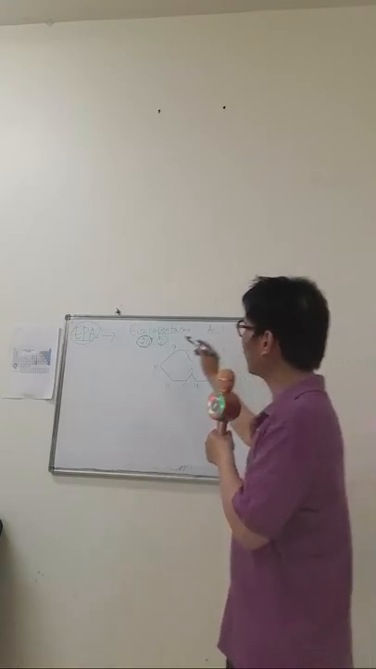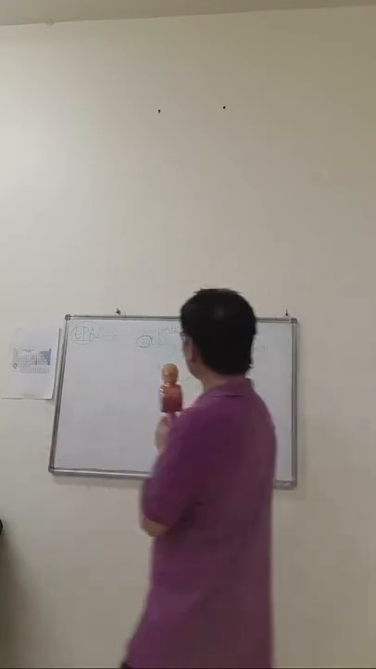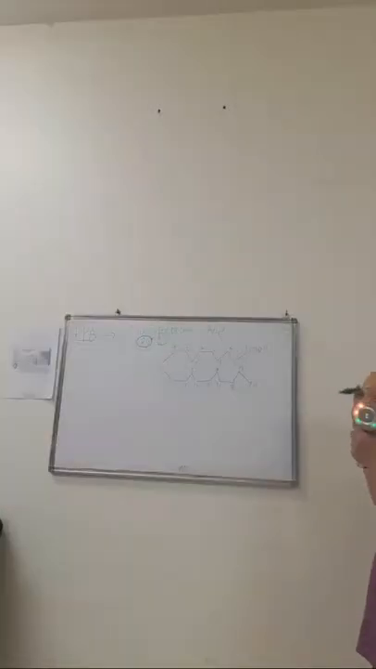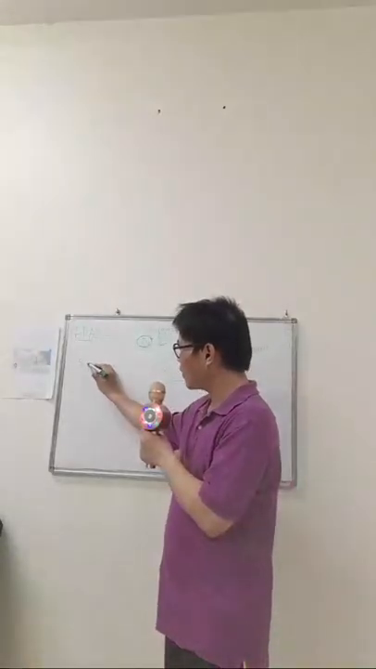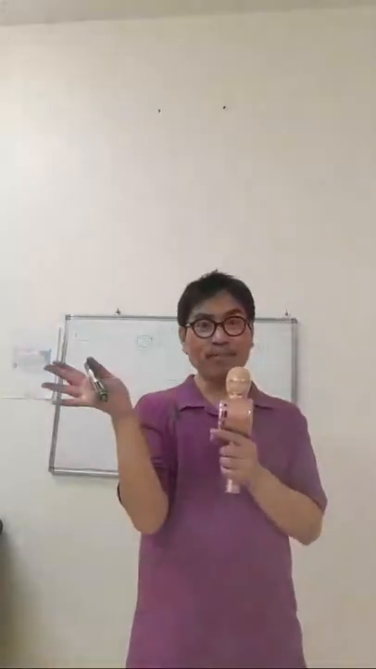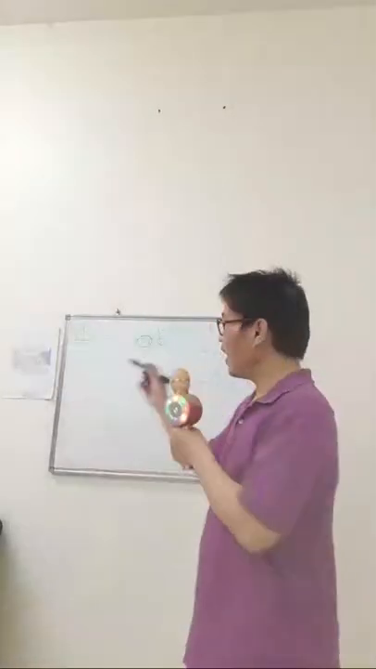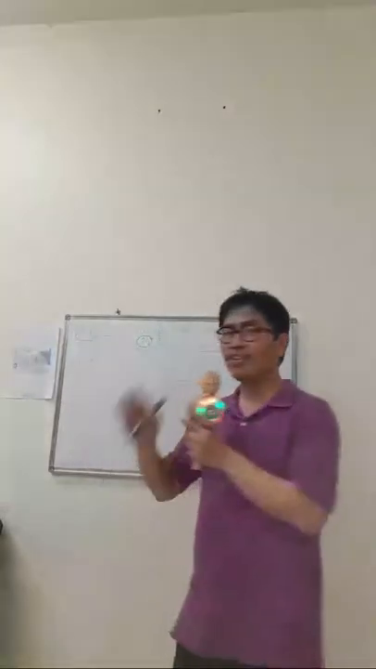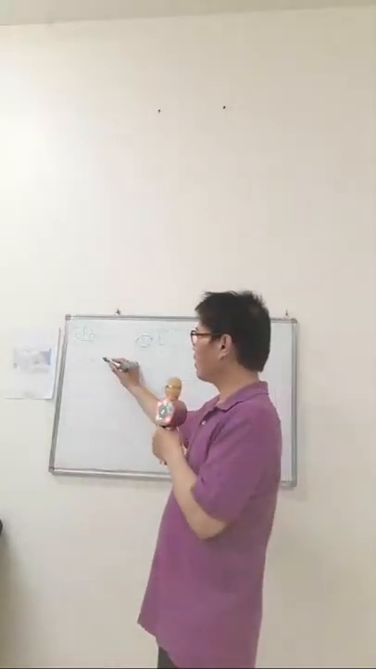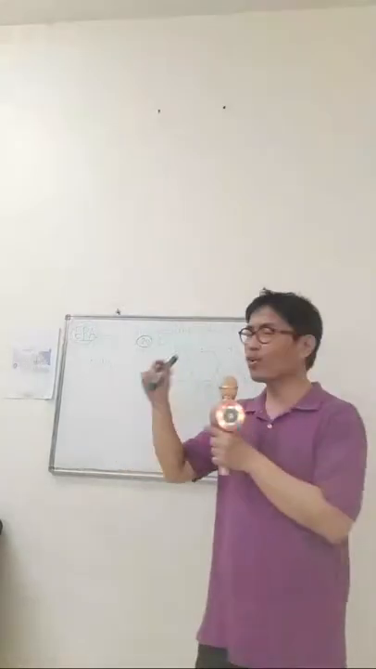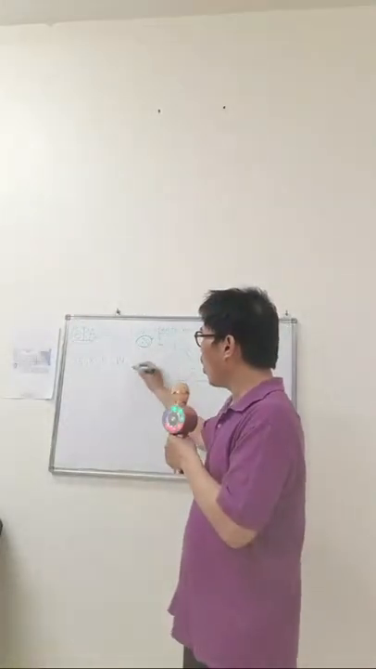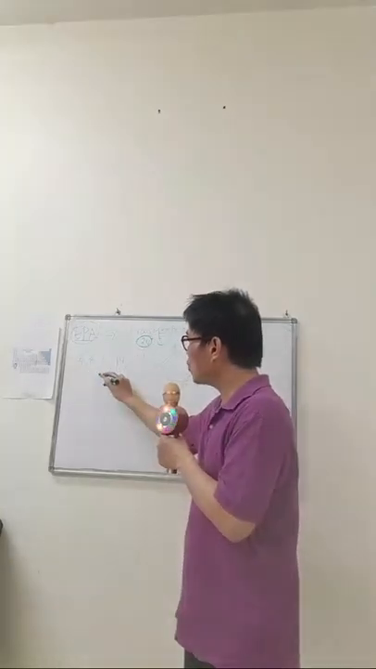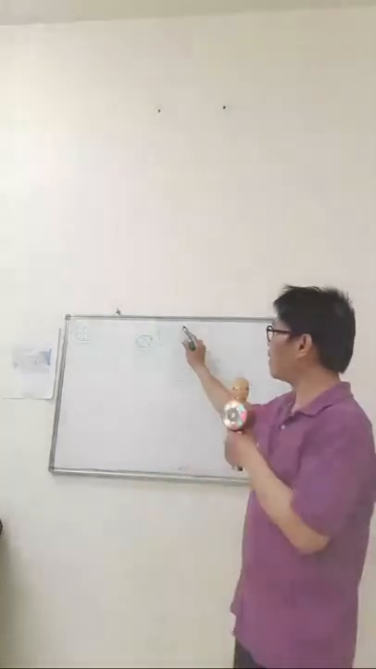6, 7, 8, 9, 10, 11, 12, 13, 14, 15, 16, 17, 18, 19, 20. Perfect! 20 atoms of carbon. Now you say penta, so your double bonds will be 5. It will start also with 5. Now as I told you, what is the gap? 3. The next is 8. Another 3, 11. Another 3, 14. Another 3, 17. And that is 5 double bonds: 1, 2, 3, 4, 5. That's when we have penta.